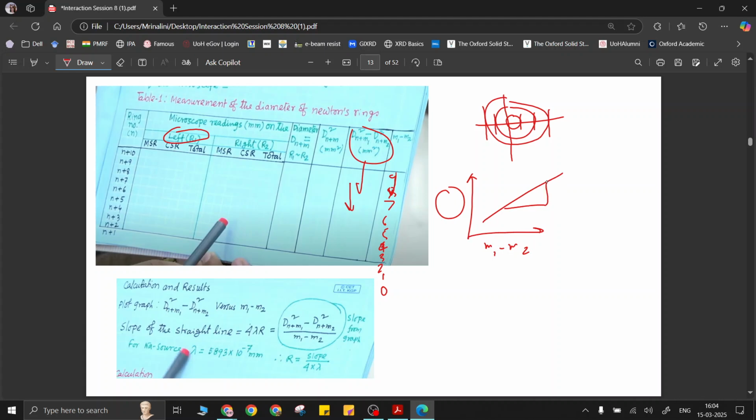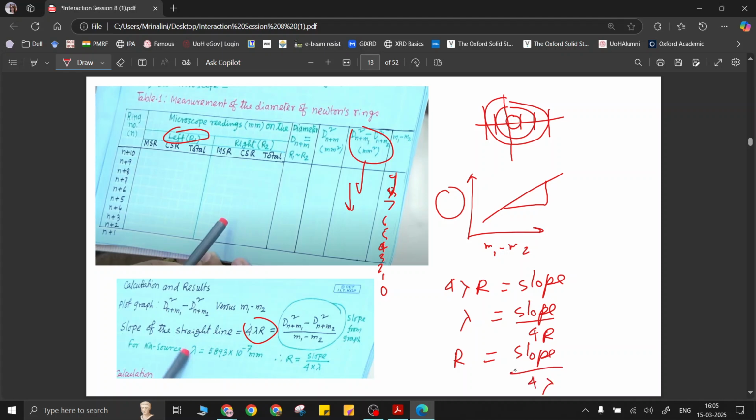When we take the slope of this, it will be equal to 4 lambda R. So 4 lambda R will be equal to the slope, and when we are able to find the slope, then if R is known, we can find lambda. If we have used an unknown source of light, and the radius of curvature of the lens is known, then we can find out the wavelength of that particular light. Or in case we know the wavelength but we don't know the radius of curvature of that lens, then we can find that out as well.